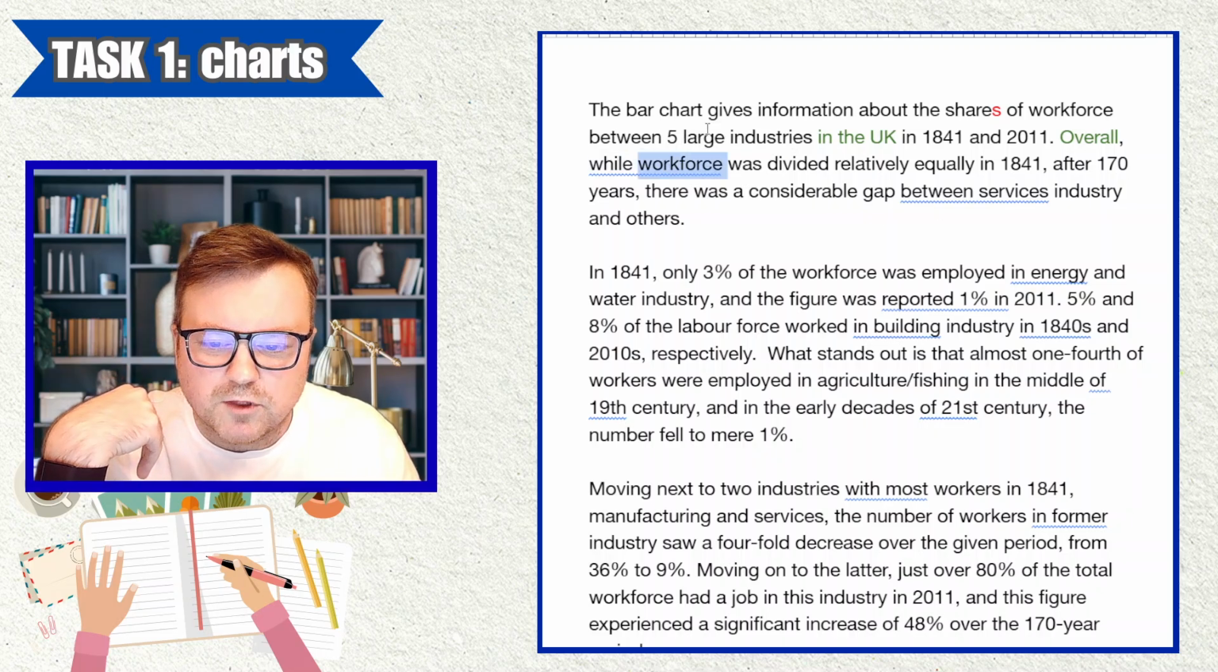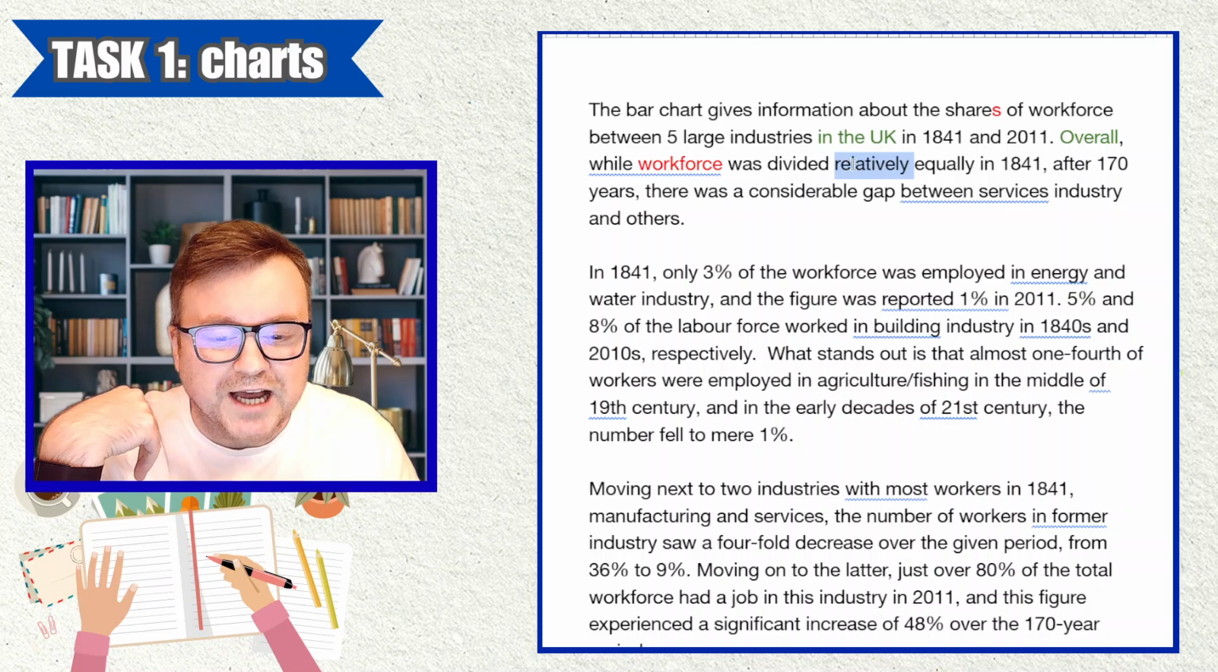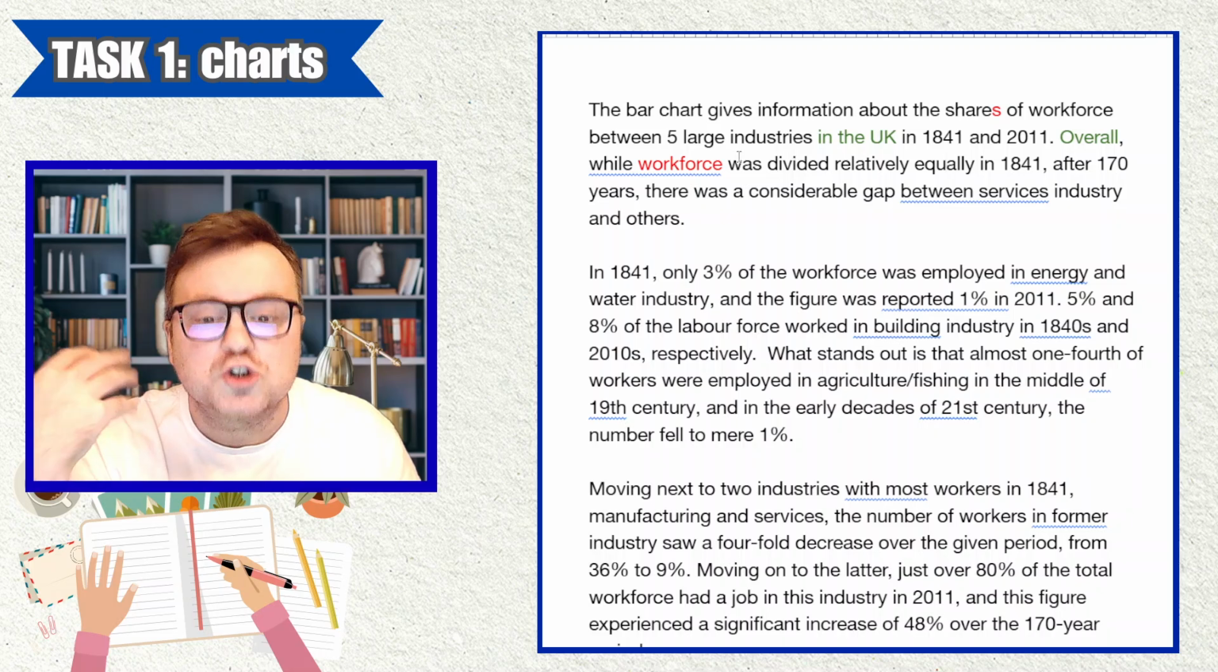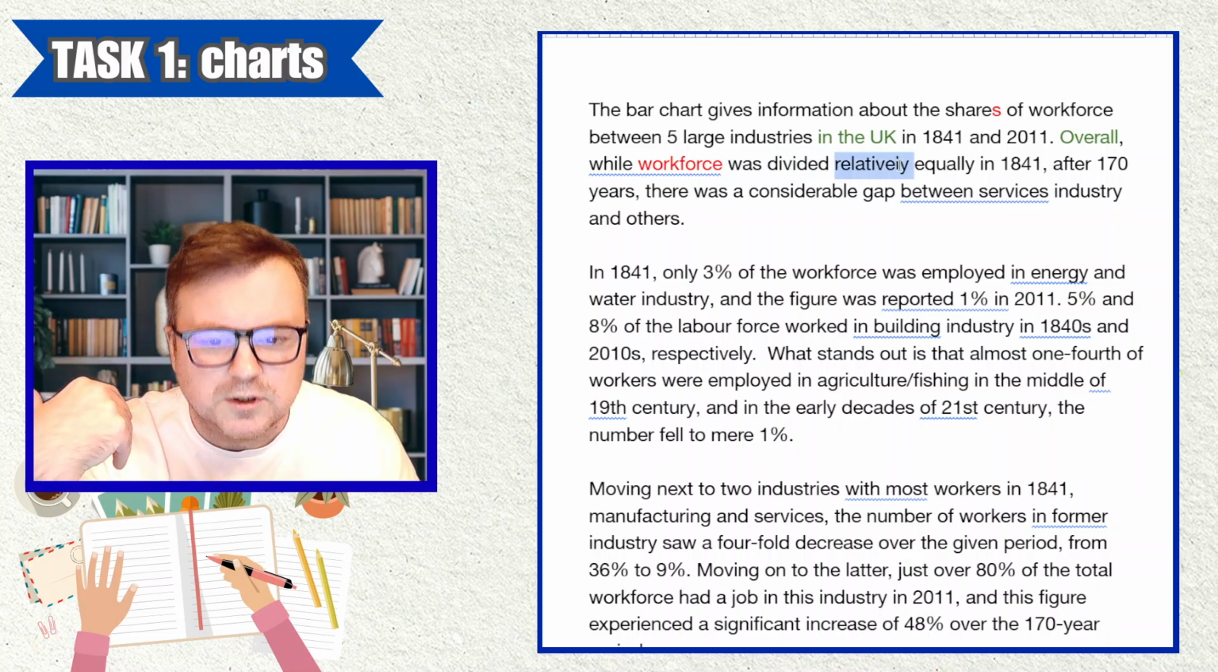Overall, while the workforce was divided relatively equally. So I like this. It was divided relatively equally. We get past simple passive. We have a nice qualifying adverb, relatively, an adverb of degree, relatively equally. And then we get an adverb of manner. Shows good grammar, right? Past simple and then an adverb, adverb combo.